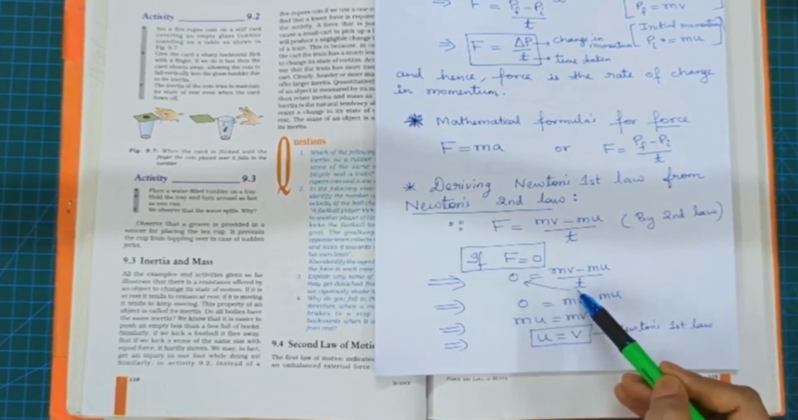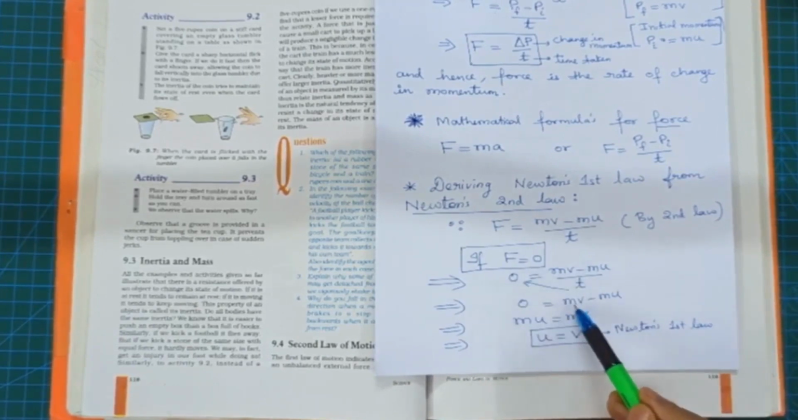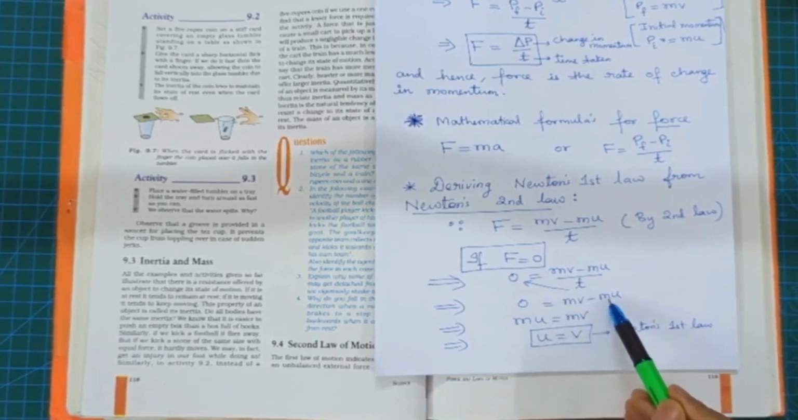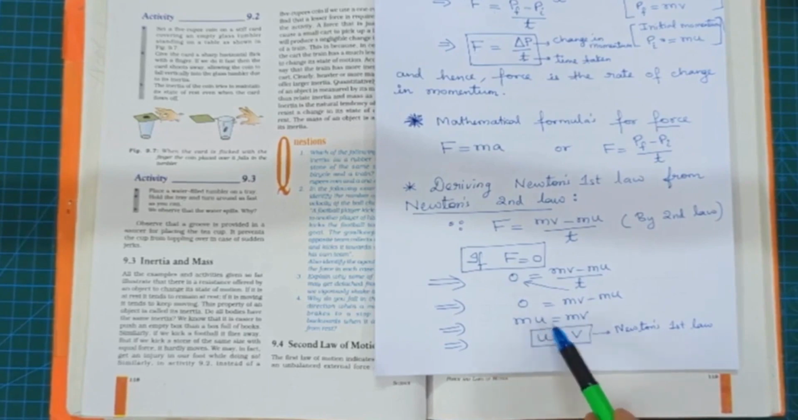then cross multiply, 0 into t is 0. 0 is mv minus mu. You transpose mu to the other side, that becomes plus mu. mu is equal to mv, mass you cancel. You will get initial velocity is equal to final velocity. And this is Newton's first law. When no force is applied, the initial state of the body will be equal to the final state of the body.